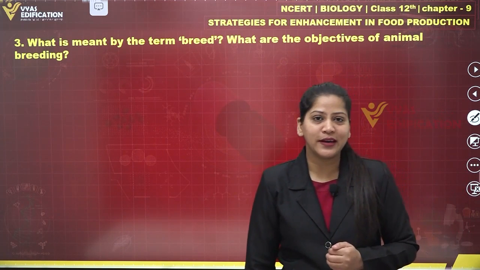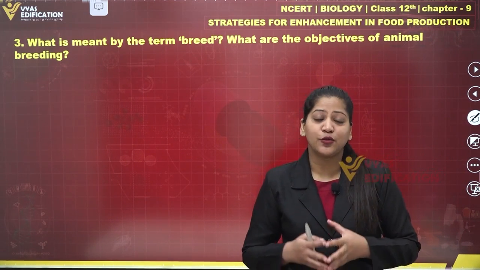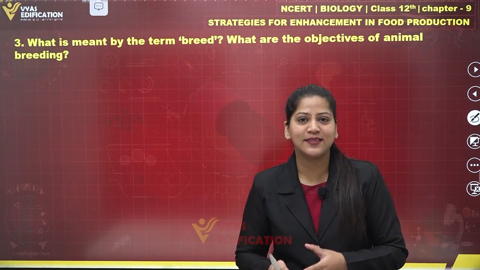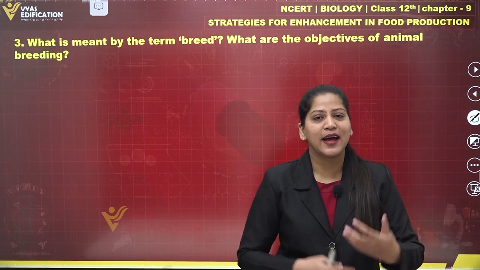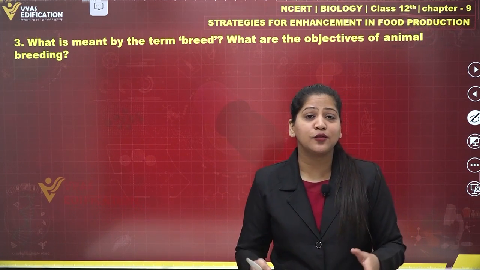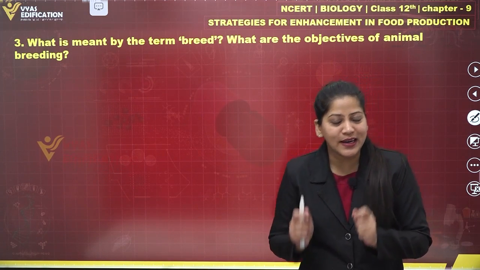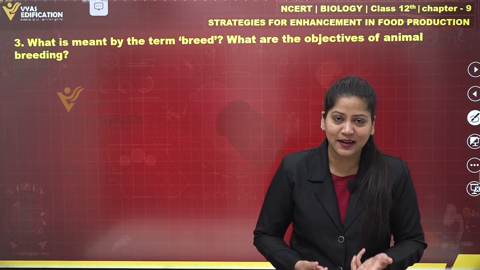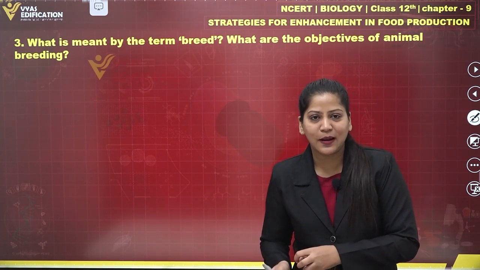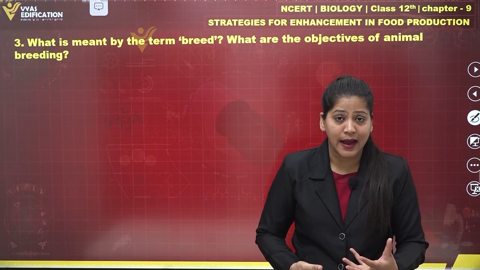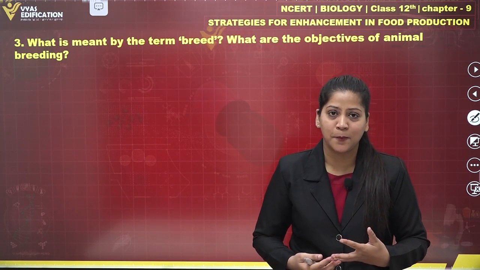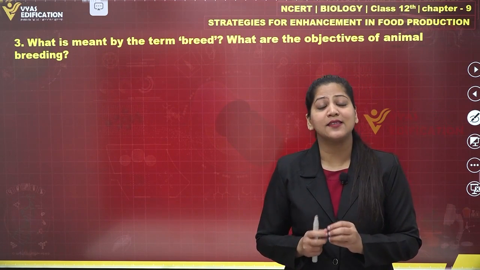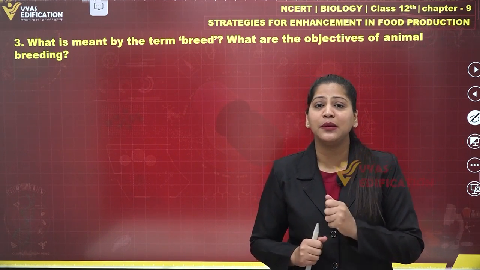So what do you mean by breed? Breed is a group of animals related by descent and similar in characters like general appearance, features, size and configuration, etc. So what is breed? What do you understand by breed? Breed is a group of animals which is related by descent and are similar in characters like general appearance, features, size, configuration, etc. Now breeding is an important aspect of animal husbandry.